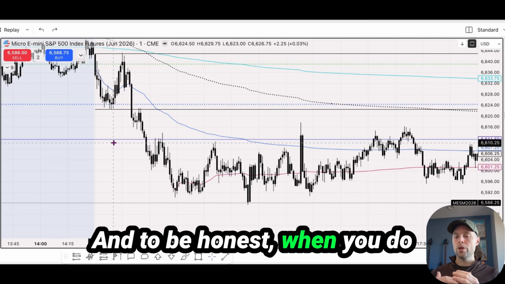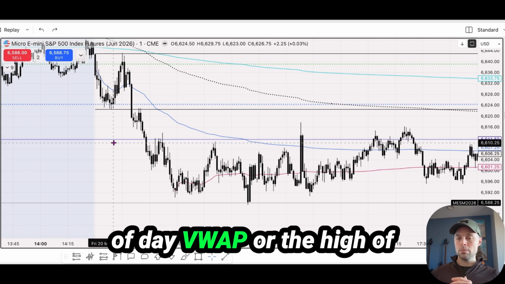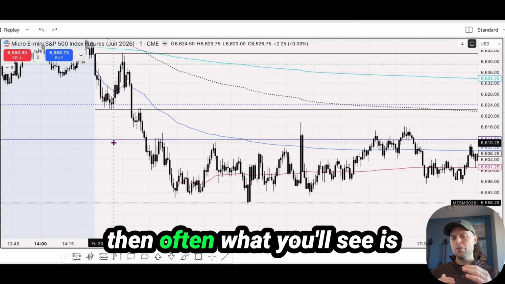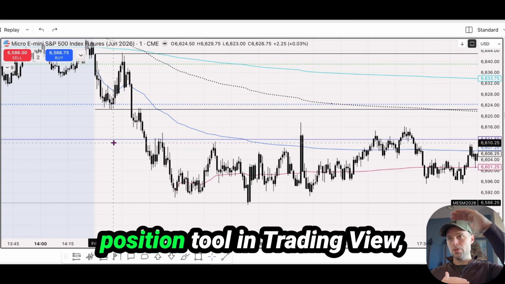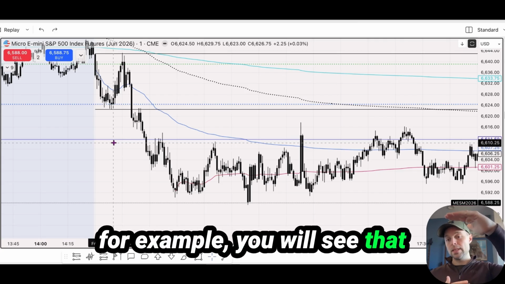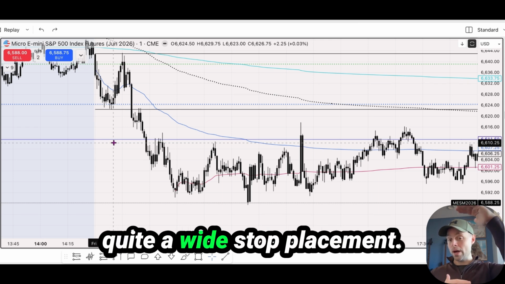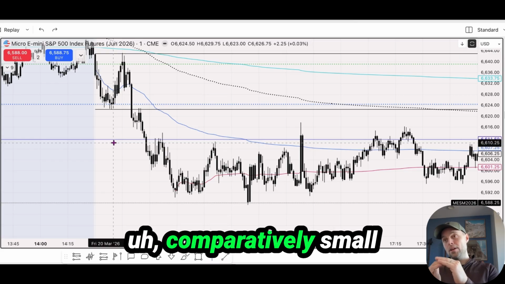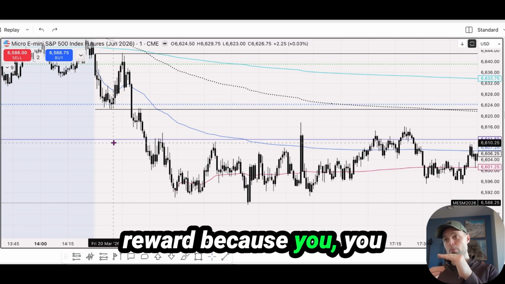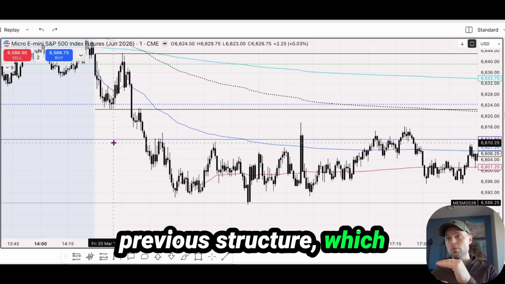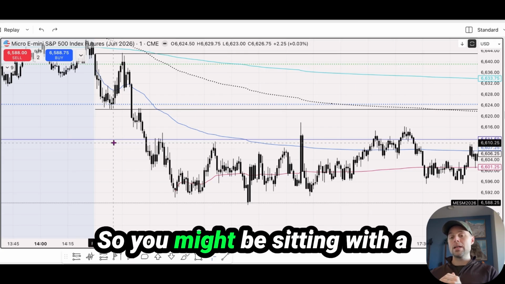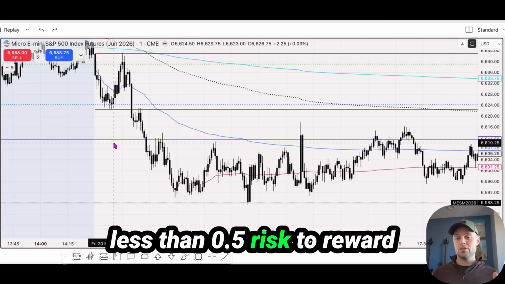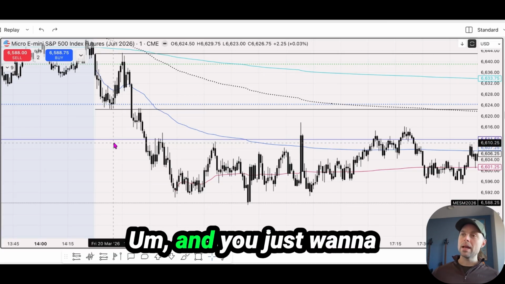And to be honest, when you do trade into the break of the low of day VWAP or the high of day VWAP, which is the same situation just in reverse, then often what you'll see, if you mark it up first with the position tool in TradingView, for example, is that what is required of you is quite a wide stop placement. So you will have a lot of risk on that trade for a comparatively small reward, because you want to be trading into previous structure, which is often not that far down. So you might be sitting with a potential setup that has a less than 0.5 risk to reward, or reward to risk, sorry. And you just want to consider that.